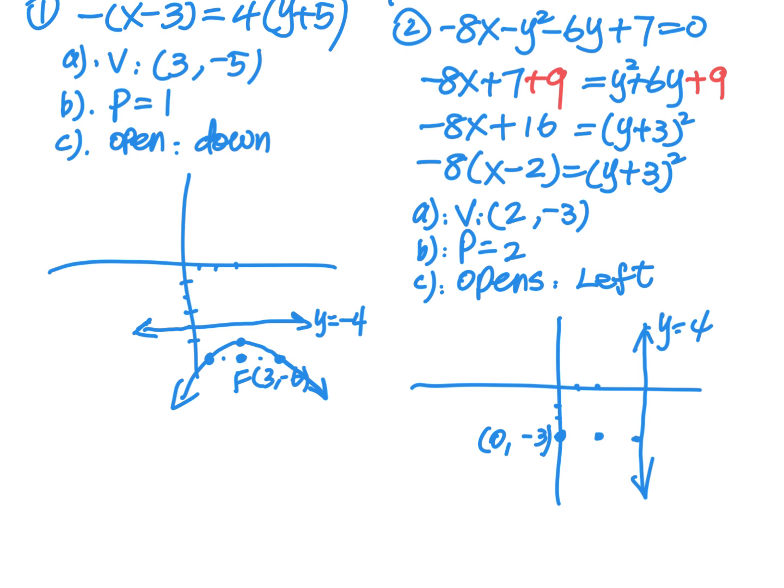So since P is 2, you go 1, 2, 3, 4 to this point, and you go 1, 2, 3, 4 to this point. So your parabola is like this.